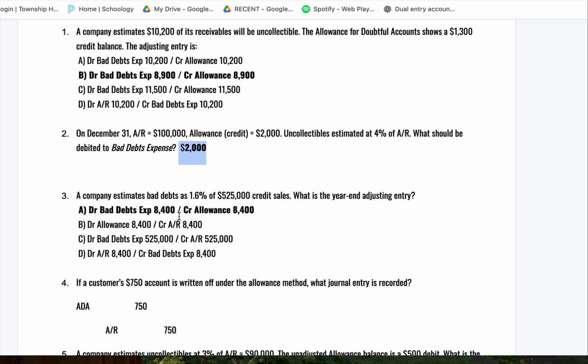Number 3, a company estimates bad debts as 1.56% of credit sales. So you would just take 525,000 times 1.6. And the percent of credit sales method does not account for the previous allowance method. So if you notice that's not there, it's because of that.